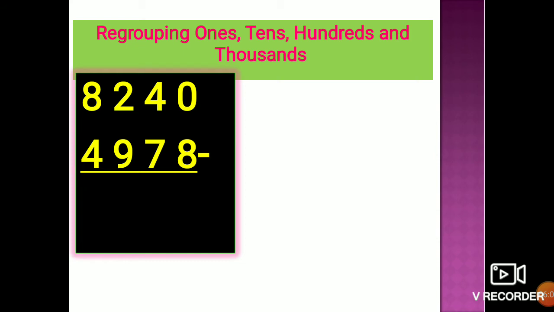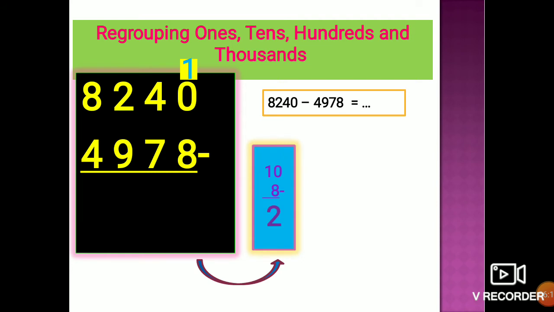Let's work it out again. Let's start with the ones. 0 minus 8, is it possible? Nope, so we need to borrow from 4. Now 0 becoming 10. 10 minus 8 equals 2. Now what happened to 4? Already changed into 3 because we already used 1.